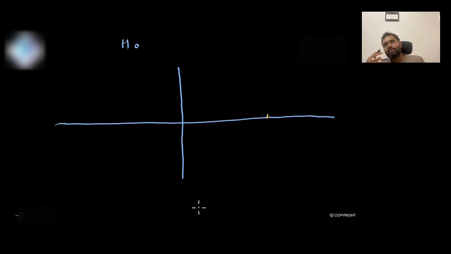Then the significance level indicates the maximum error of type 1 that I can tolerate if the null hypothesis is true. So when a type 1 error occurs, I reject the null hypothesis when the null hypothesis is actually true, but I am rejecting it. Then the type 1 error occurs.